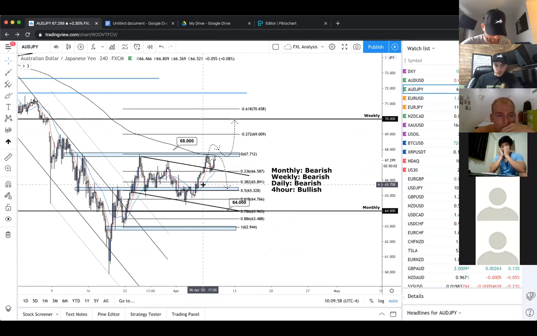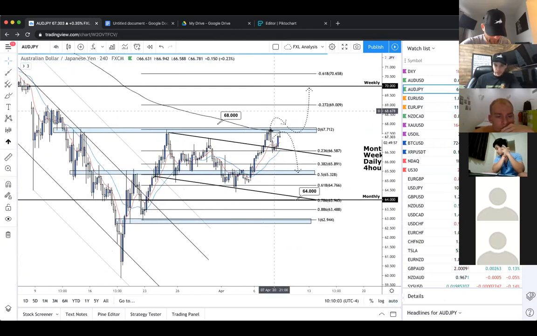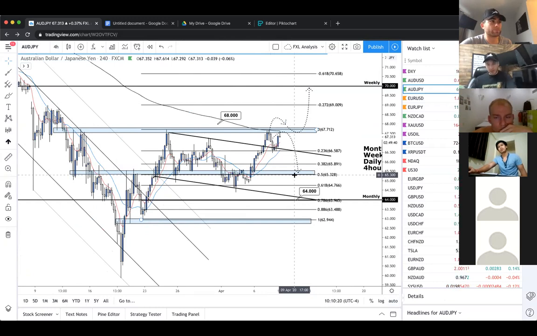Let's do AJ. AJ's looking very similar. Very, very similar, right? Potential for a double top scenario. One of two scenarios on AJ. Either it's going to break resistance, test it as support, and then continue to move to higher highs, or we could see it fall back into this range here that we have. And we'll target lower time frame support as well as higher time frame.